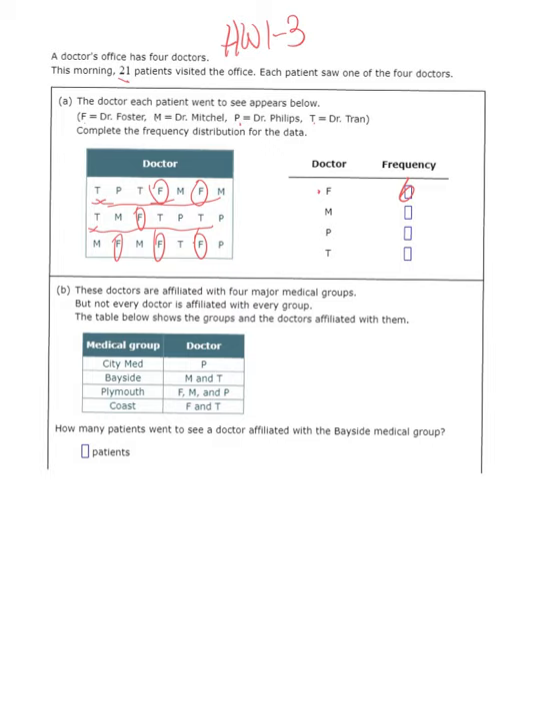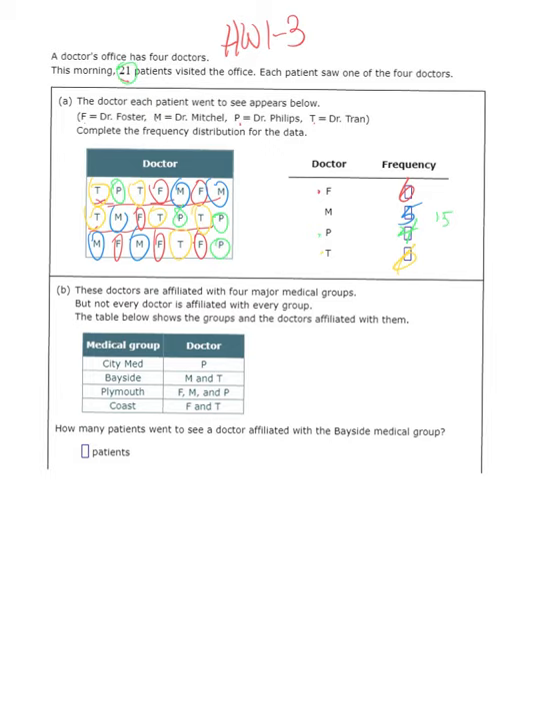Get the M's. 1, 2, 3, 4, 5 M's. So there's a 5 there. Get the P's next. 1, 2, 3, 4 P's. And if I do a little quick math, that's 15 so far. It tells me there's 21, so there should be 6 of these T's, but let's count them and see. 1, 2, 3, 4, 5, 6. 6 T's. All right, it's just like we thought there would be.